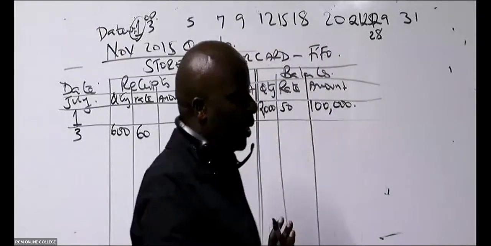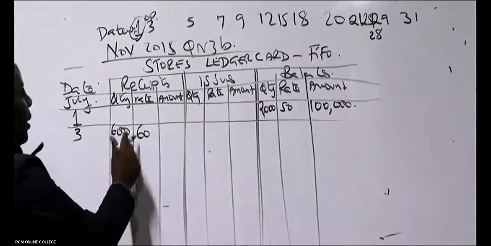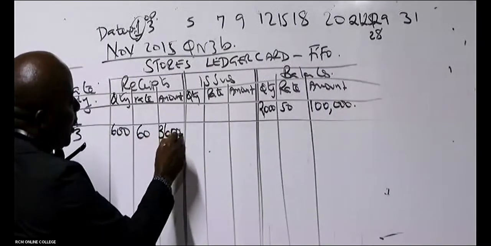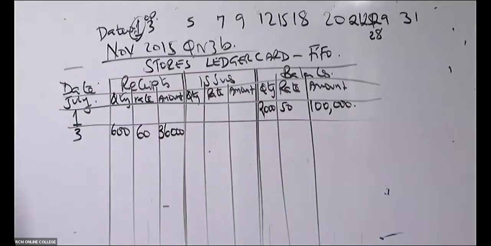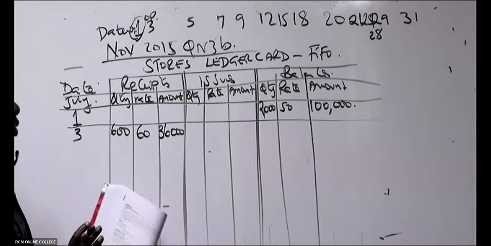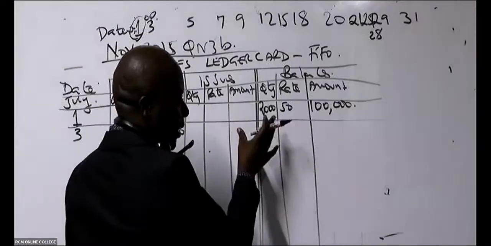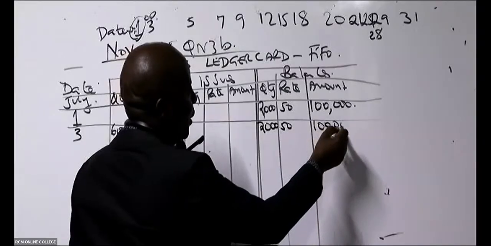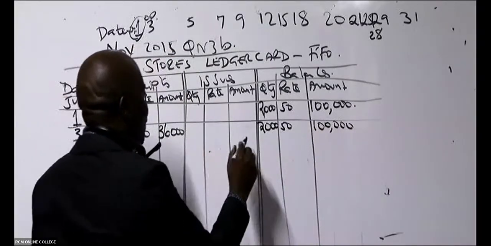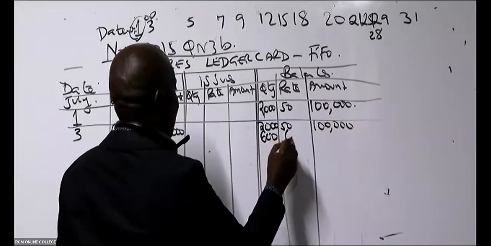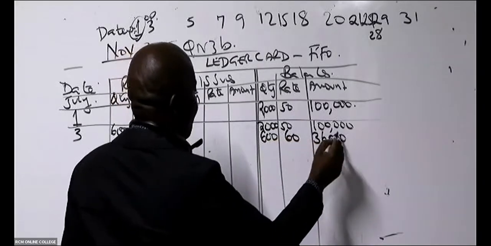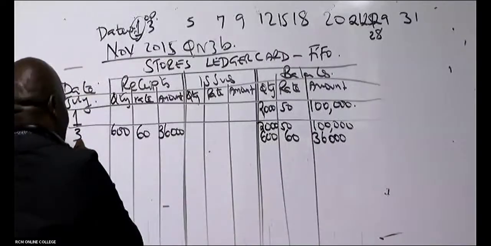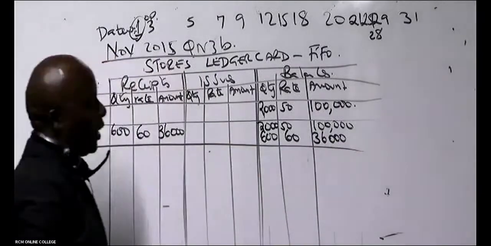Thank you, Pius. So in this case, 600 times 60 gives me 36,000. Then what do we do if it is FIFO? We update our balances, but now we don't add. So we have here 2,050 at 100,000. And now we have this new batch which has just arrived of 600 at 60, 36,000. Never add, you ninja. Never add.